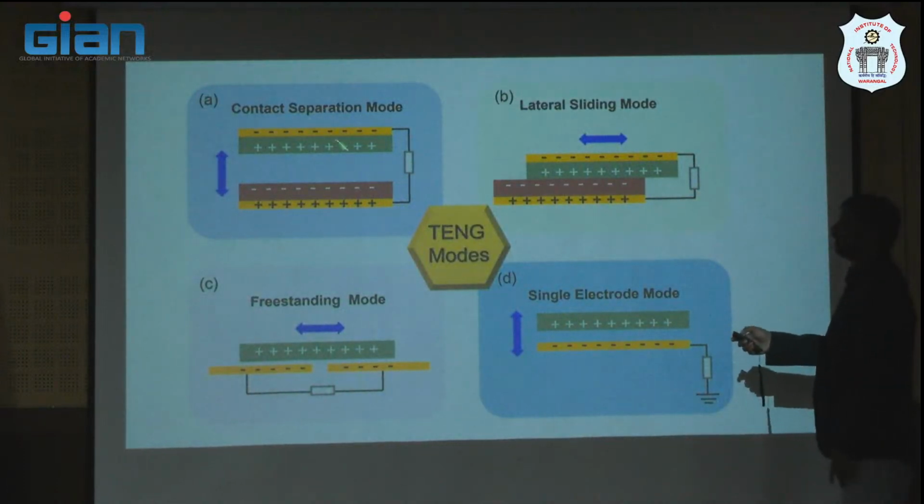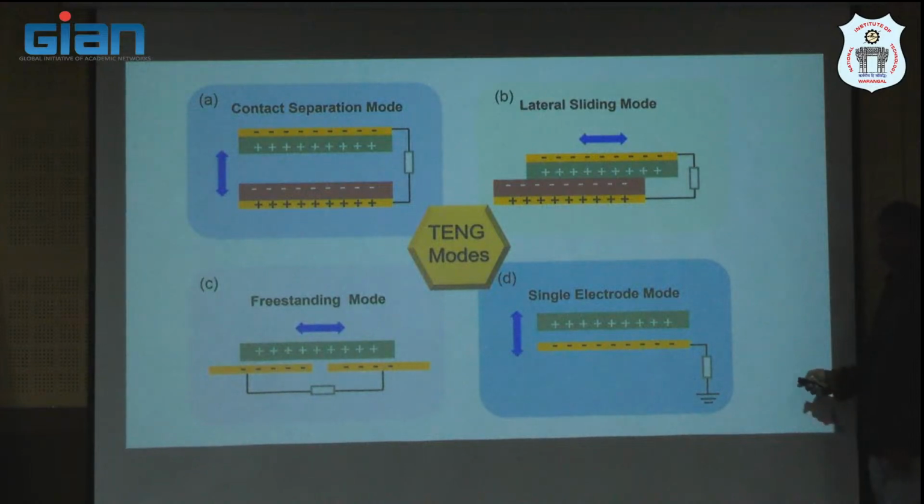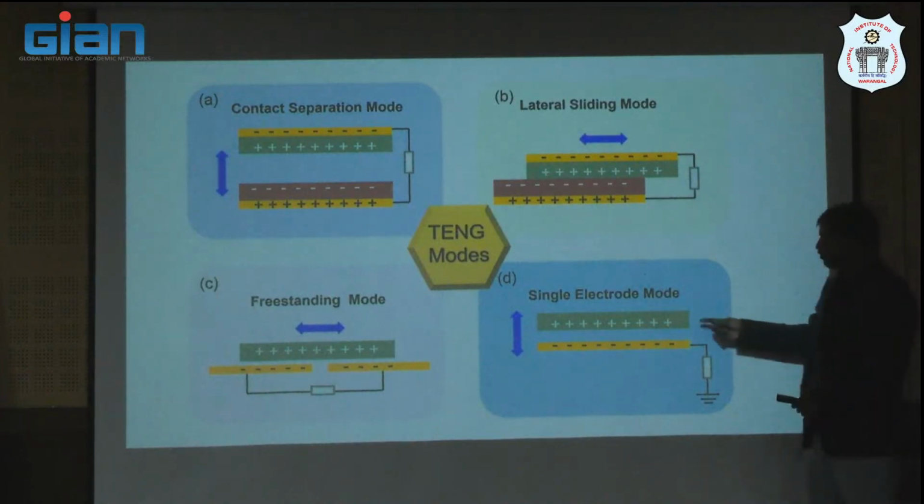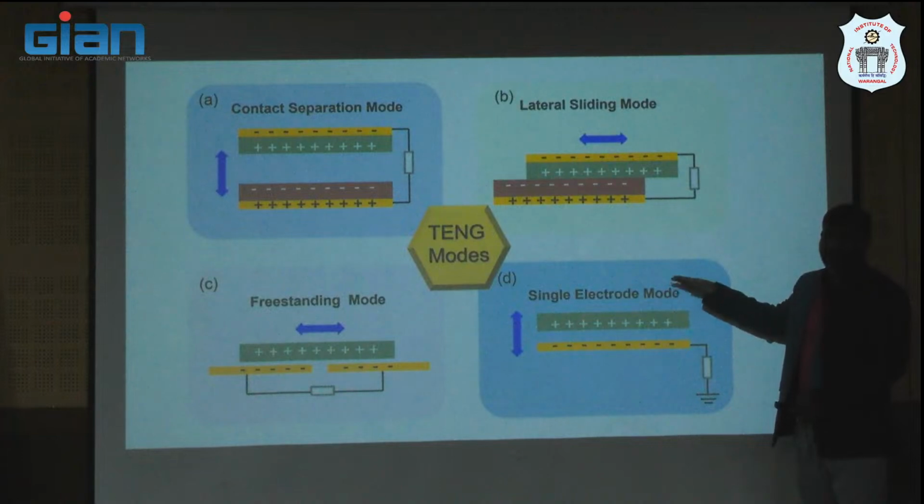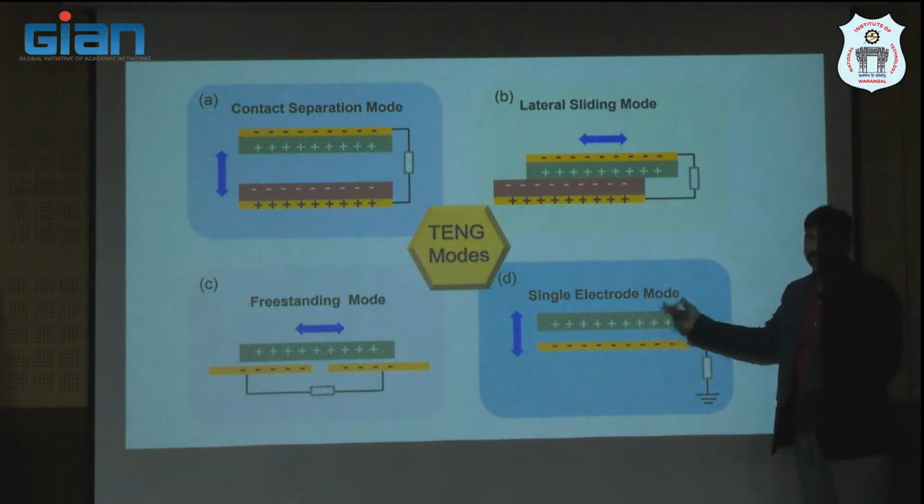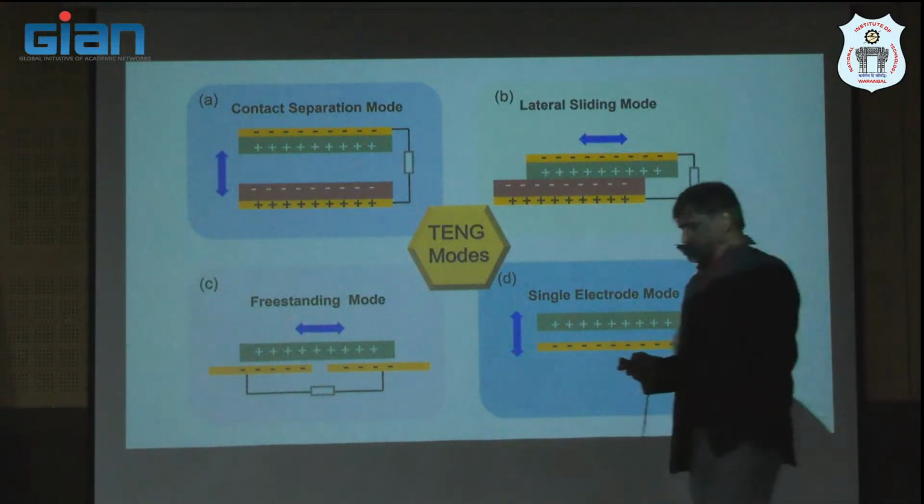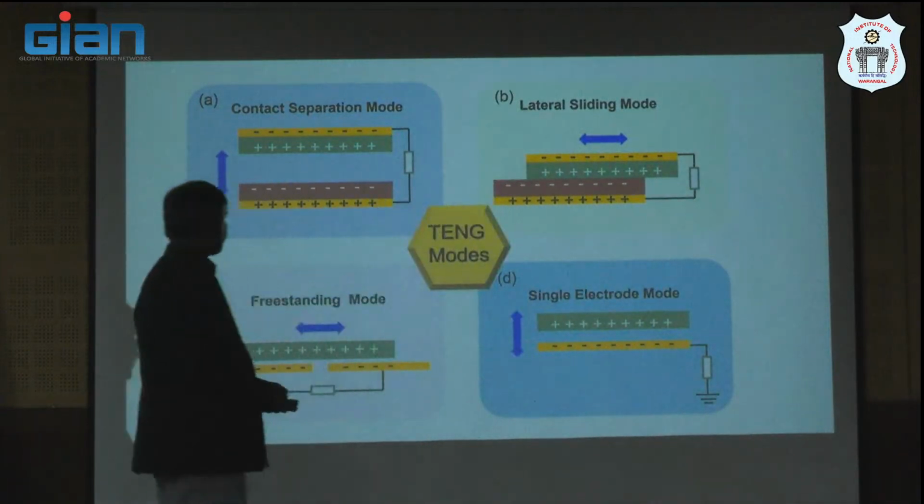This one is for mechanical energy harvesting. This one is for sensing applications, where the material can even be a hand. A hand can also act as a material to touch the electrode to get the contact electrification. So these are the modes of your triboelectric nanogenerator, where you can design your nanogenerator.